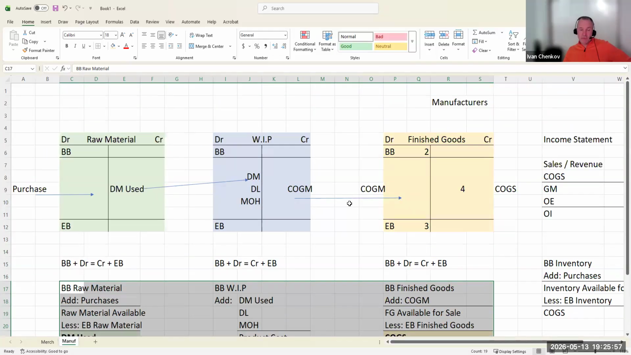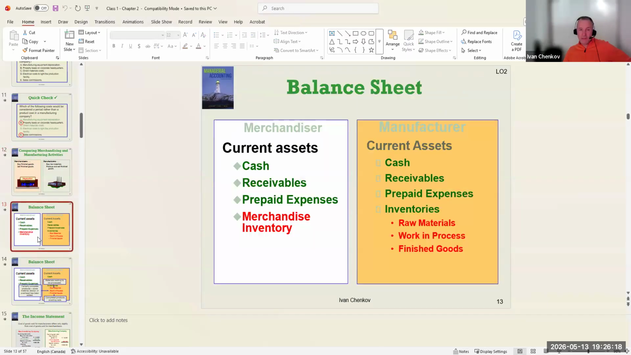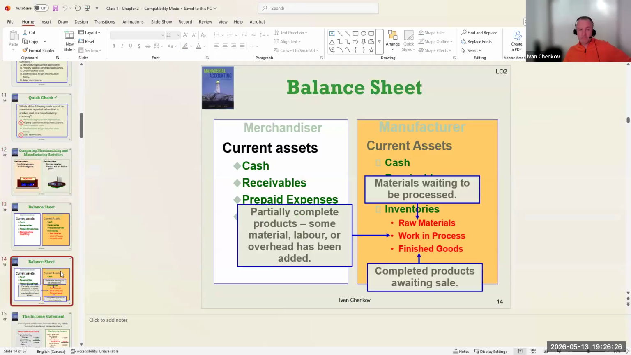Now let's go to the slides and see what's waiting for us in the slides. And I can flip back and forth with the Excel spreadsheet so you can see the calculations. So again, we have this merchandising company and the objective here is very simple. We want to find out how much is our cost of goods sold.